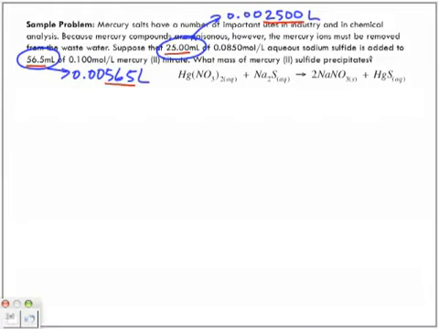And what it's asking for is what mass of mercury 2 sulfide precipitates. So what we have here, and actually I've incorrectly put in the labels. That's supposed to be aqueous. That's supposed to be our solid, because that's the mercury 2 sulfide. So what we want to do is find out what is the mass of that.